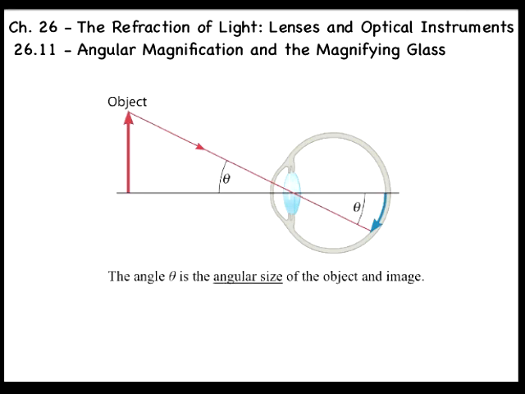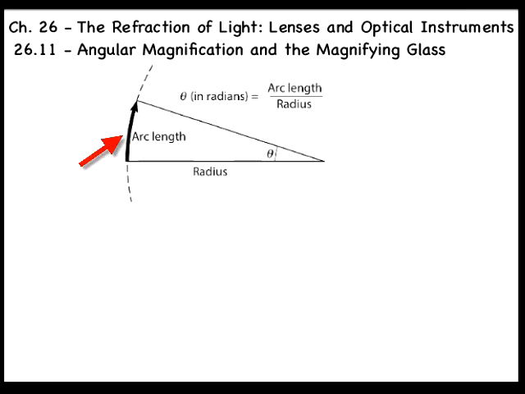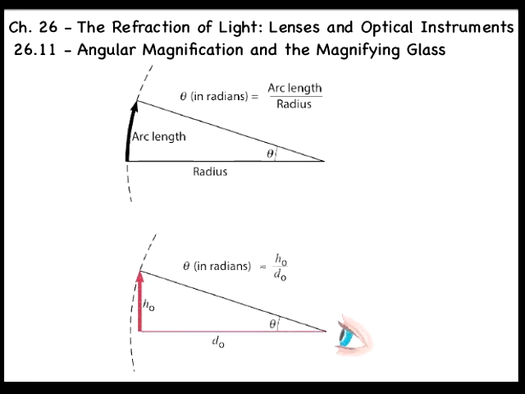The angle theta is called the angular size of both the image and the object. The larger the angular size, the larger the image on the retina, and the larger the object appears to be. The angle theta, measured in radians, is the length of the circular arc that is subtended by the angle divided by the radius of the arc, as shown here. Within the same geometry, we can illustrate the situation for an object of height HO, viewed at a distance DO from the eye. When theta is small, HO is approximately equal to the arc length, and DO is nearly equal to the radius, so that theta in radians equals HO divided by DO.